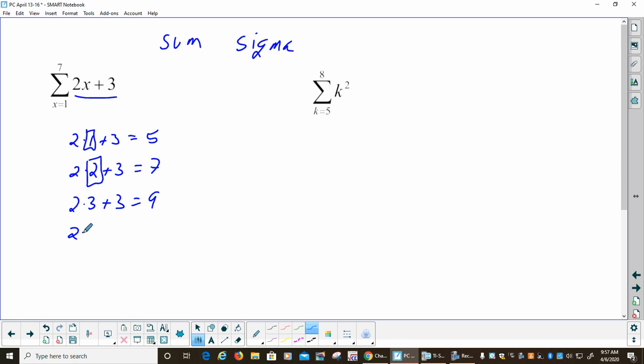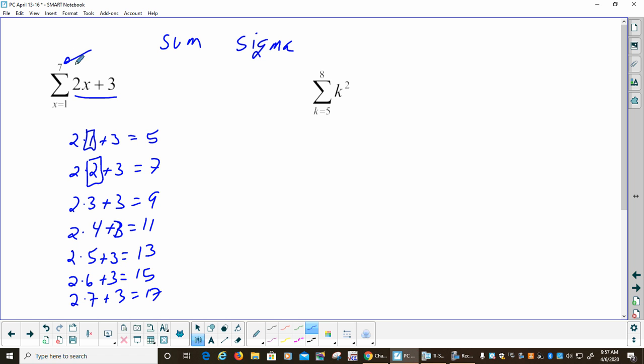Increase it by 1 again. 2 times 4 plus 3. That's 8 plus 3 is 11. Increase this number by 1. 2 times 5 plus 3. 10 plus 3 is 13. Increase it by 1. 2 times 6 plus 3. 12 plus 3 is 15. Increase this number by 1 that you filled in. 14 plus 3 is 17, and that's where you stop because that's the last number in the sequence that you're going to generate. You started filling in a 1 and went to 7.